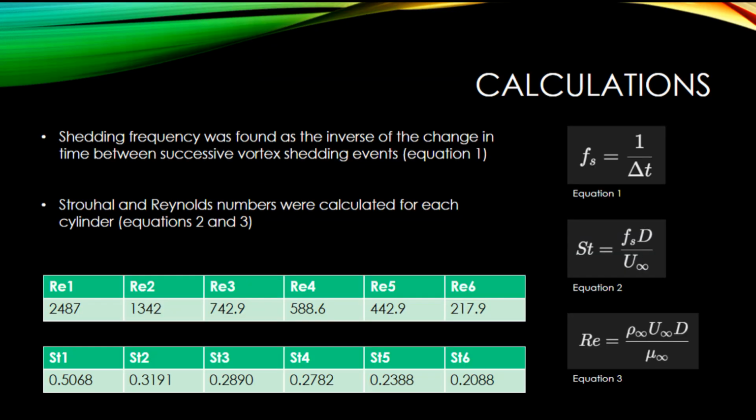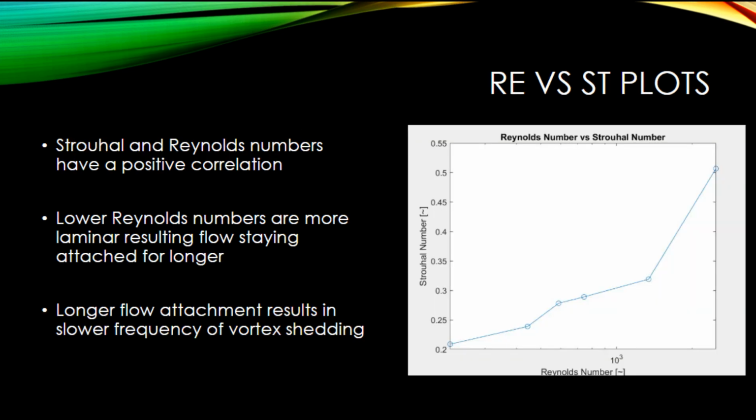And we can see that as the cylinder increases, the size and distance between vortices also increases, which will directly impact the frequency. The Reynolds and Strouhal numbers for each cylinder were calculated using the free stream conditions of the water, the shedding frequency, and the diameter as the characteristic length. The Reynolds number versus Strouhal number plot shows a positive correlation. This was what we expected to see because the lower Reynolds number flow stays attached to the cylinder for longer, resulting in less frequent vortex shedding.